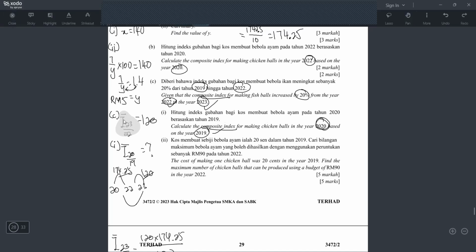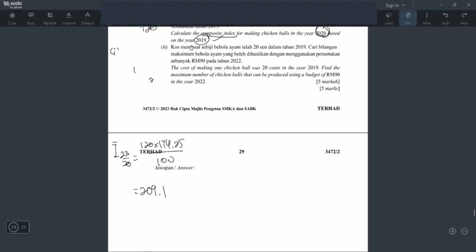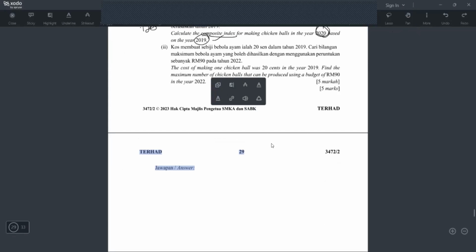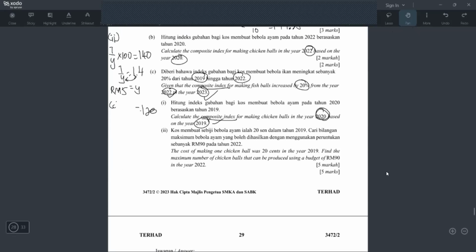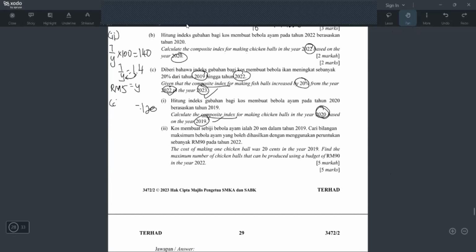So I think I have to redo everything. So let's follow the Malay version. Because when I follow the English version, the working just gets weirder and weirder. And I never see this type of question before where I have to do it like that. So I'm very confident that there's something wrong with the English version. So let's just follow the Bahasa Melayu one, right? So what does the Bahasa Melayu one actually say?